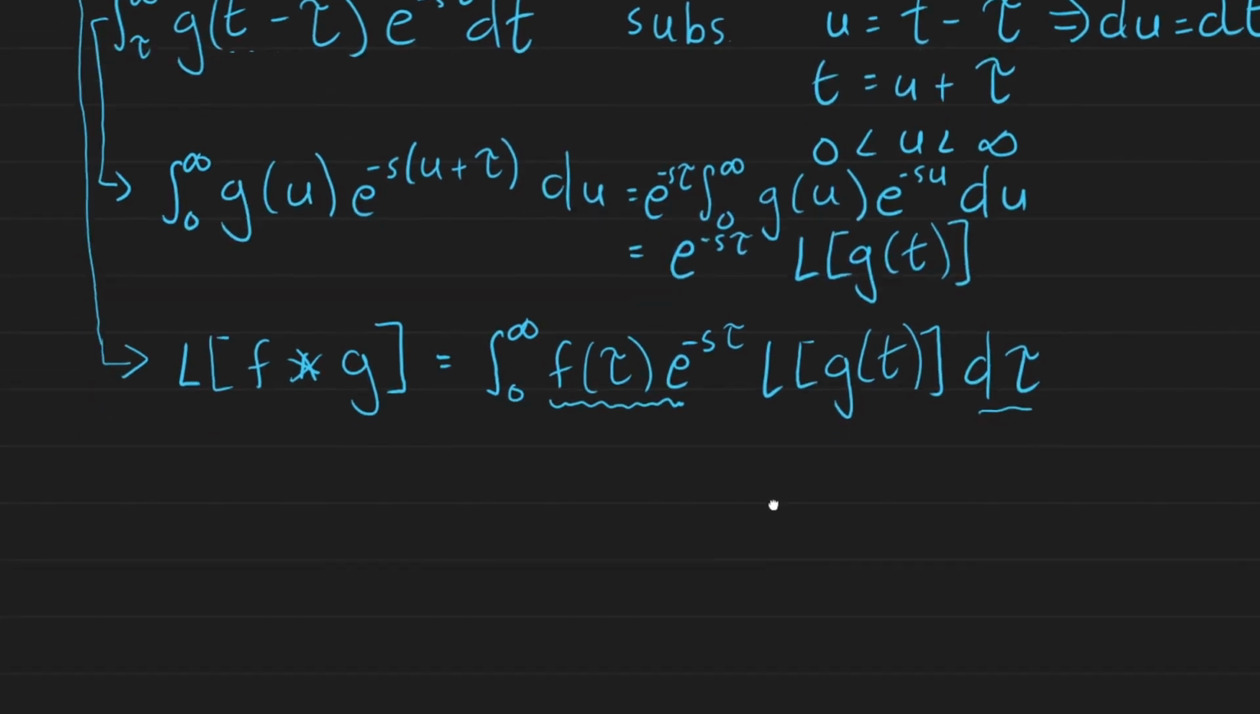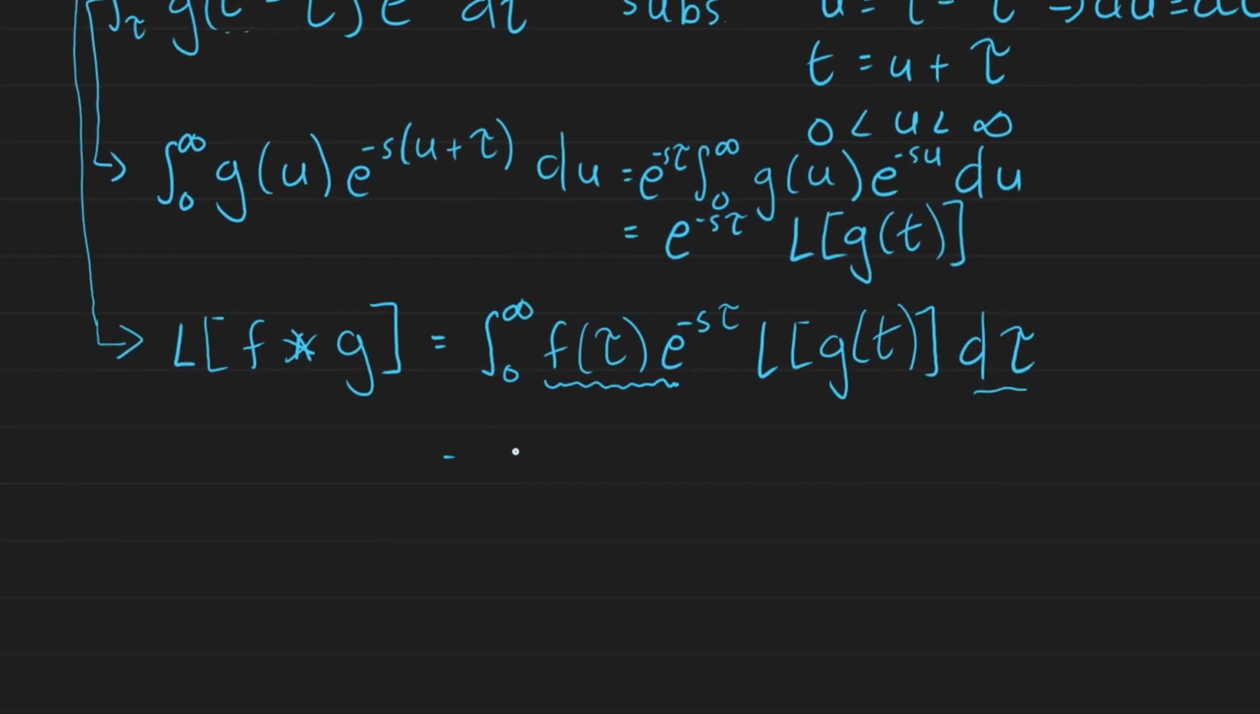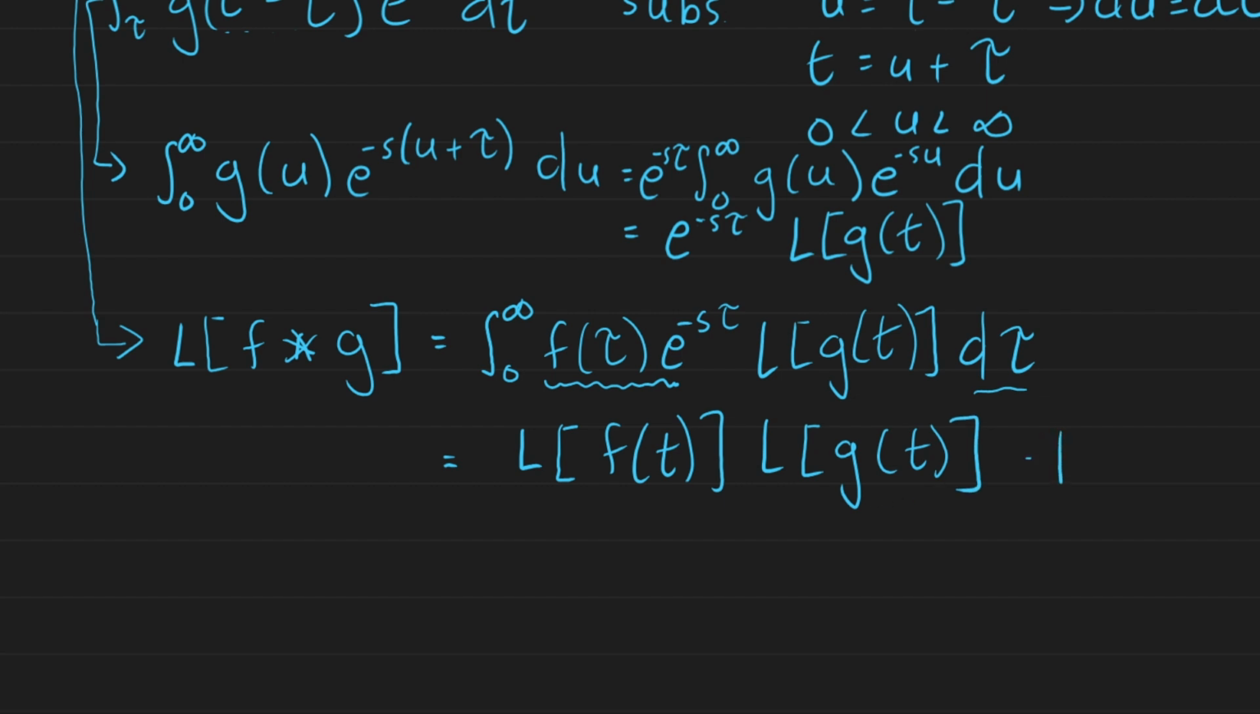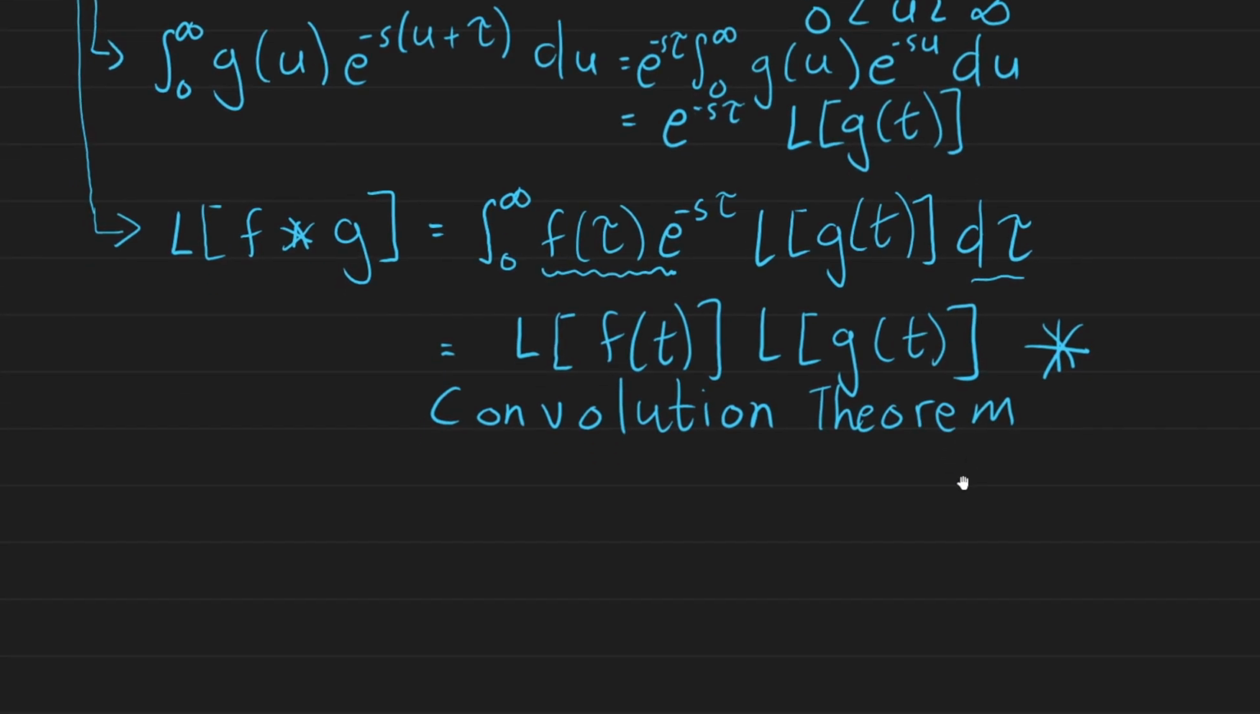So what this means is that this relation now becomes the Laplace transform of f of t times the Laplace transform of g of t. So this is actually what is called the convolution theorem. It's incredibly important because it allows simplification of a lot of different kinds of equations that we would normally have a lot of difficulty doing.